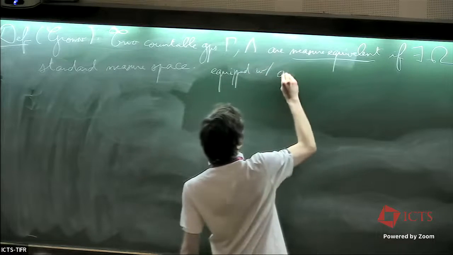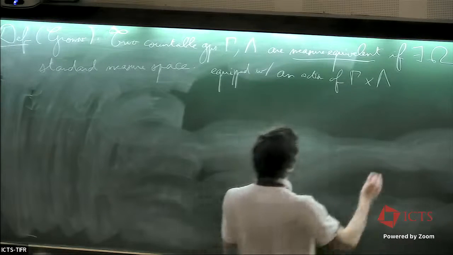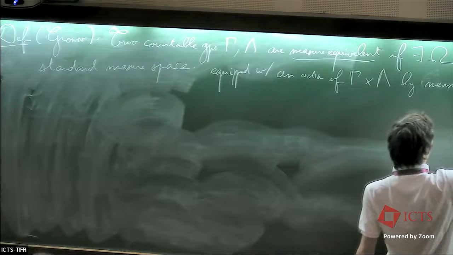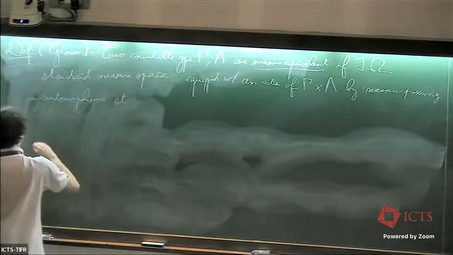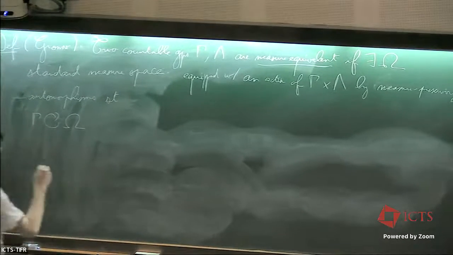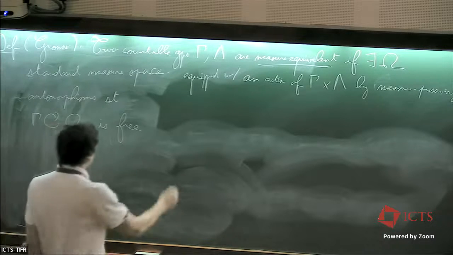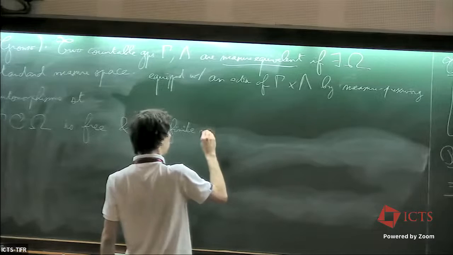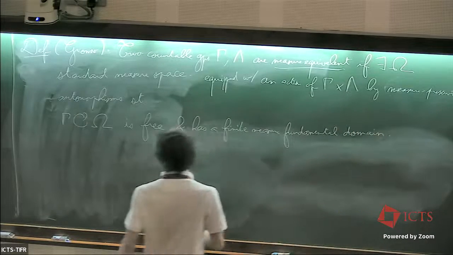Again, we have commuting actions of gamma and lambda by Borel measure preserving automorphisms. And now we are going to require that each of these actions is free, so I'm going to replace properly discontinuous by requiring the action to be free. And I'm going to replace having a compact fundamental domain by having a finite measure fundamental domain, and the same for the actions.